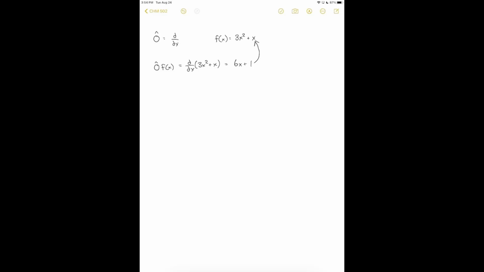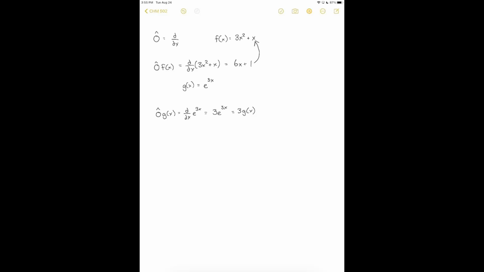So, for example, what if we had a different function? Let's call it g of x. And our g of x is going to be e to the 3x. Well, now if we were to operate on our function g of x, we would take the derivative with respect to x of e to the 3x. And what we get from this is 3 e to the 3x. And another way we could write this is, of course, 3 times g of x.